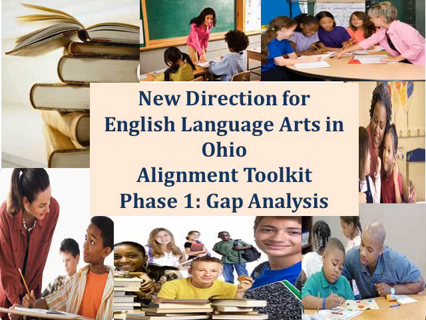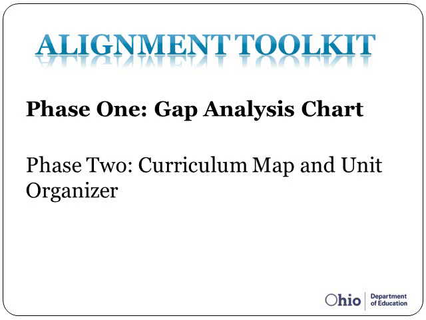The focus of this presentation is to introduce the first phase of the curriculum revision process found in the Alignment Toolkit. The Alignment Toolkit contains two parts. Phase 1, the Gap Analysis Tool, and Phase 2, the Curriculum Map and Unit Organizer.